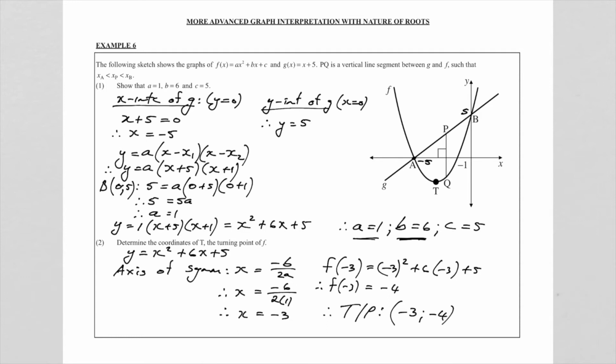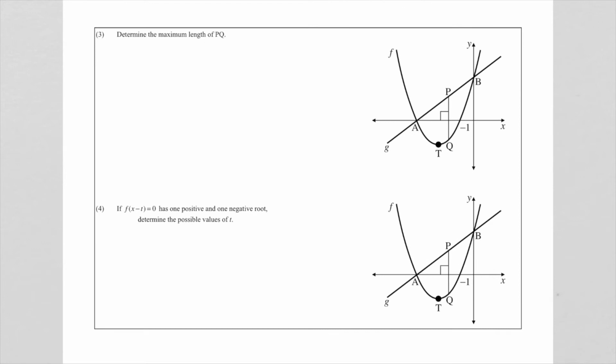Right, so let's look at the next question. In this question, they say that we must determine the maximum length of PQ. That is that line PQ. They want us to find the maximum length of that line. Now, what does that mean? It's important that you first understand what the question is about. This line PQ, we want to know what is the maximum length.